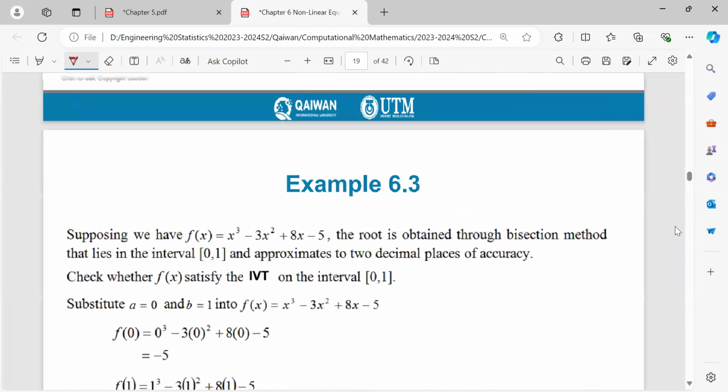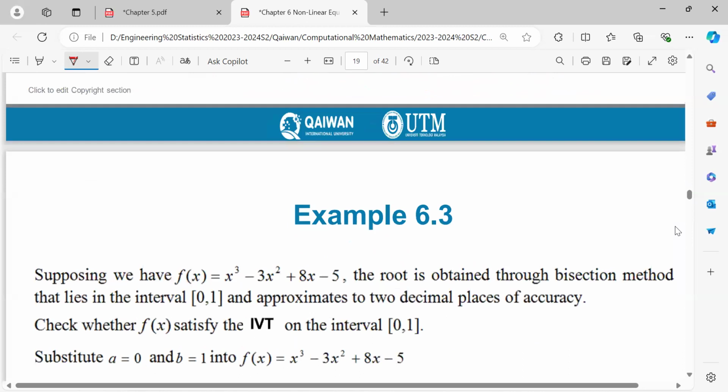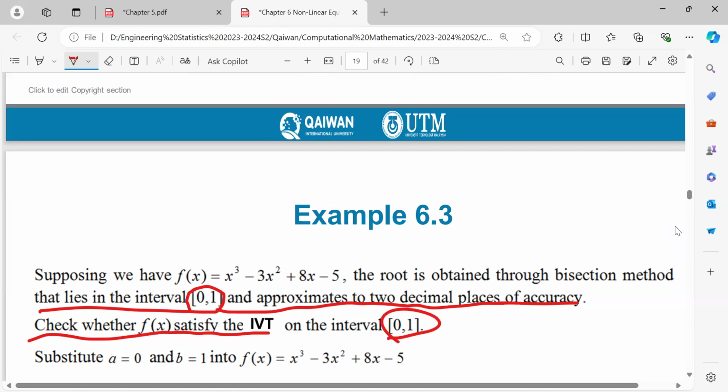Now we have an example. In this example, it says, suppose we have this equation. The root is obtained through the bisection method and lies in this interval. This is our interval. It approximates to 2 decimal places, 2 decimal places of accuracy. Check whether f satisfies the intermediate value theorem or not in this interval.